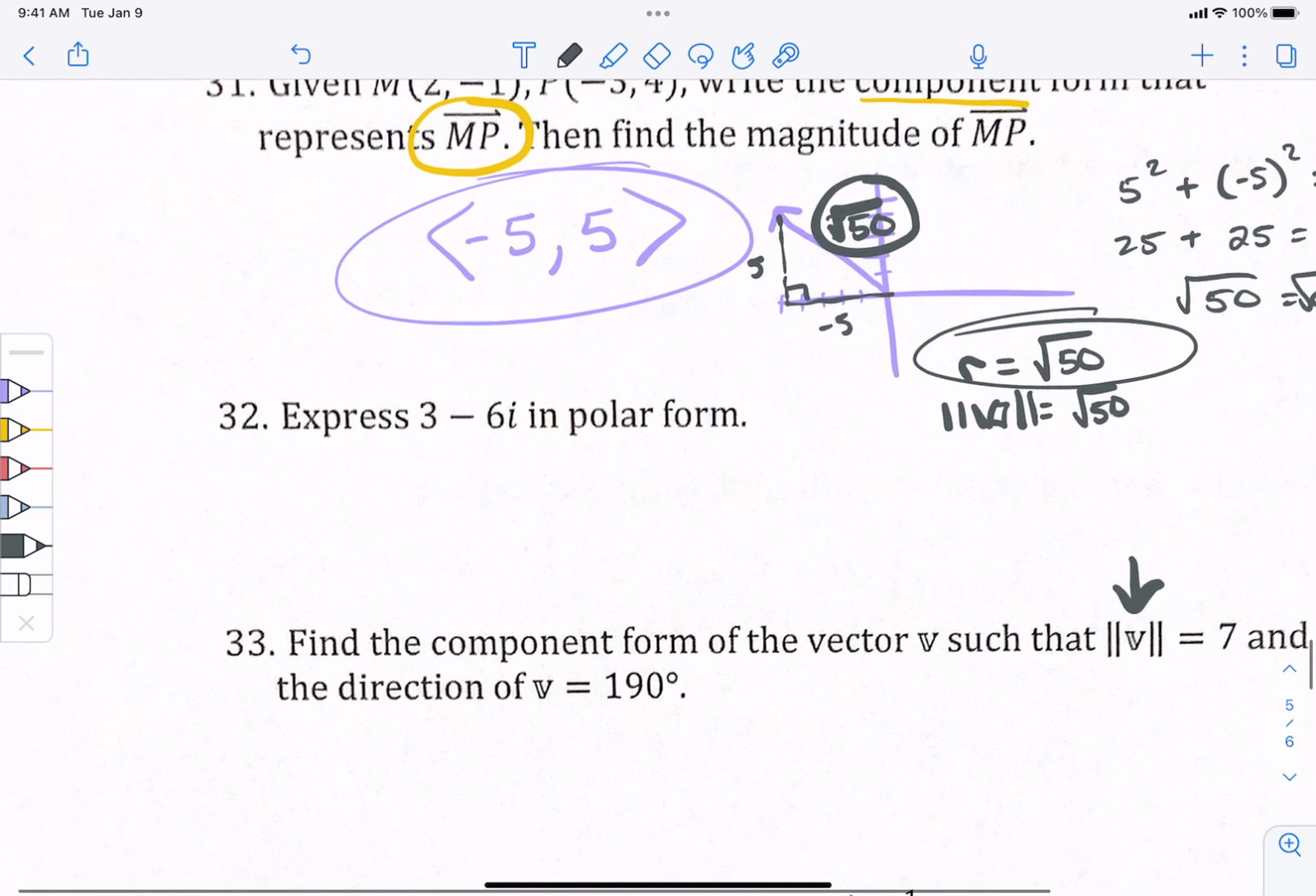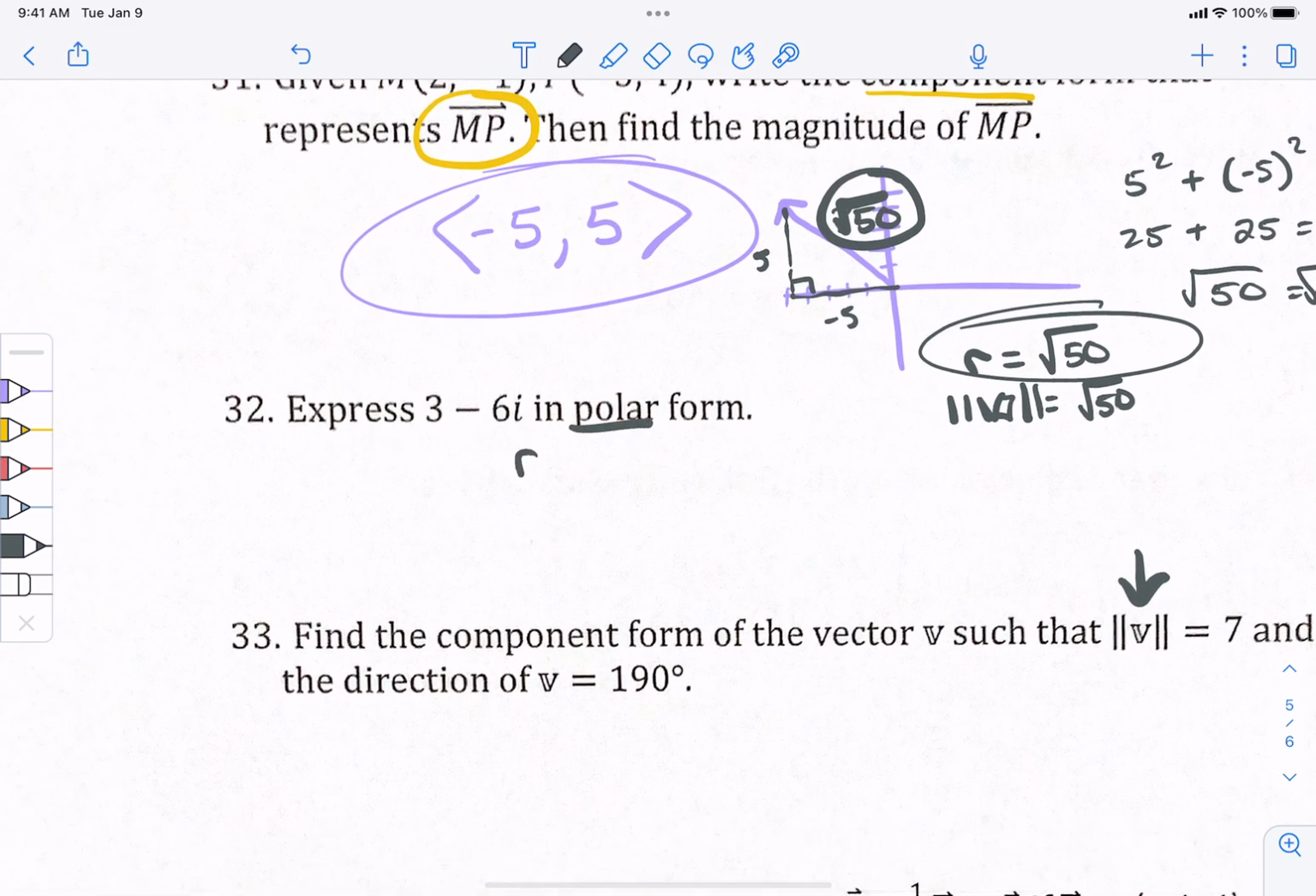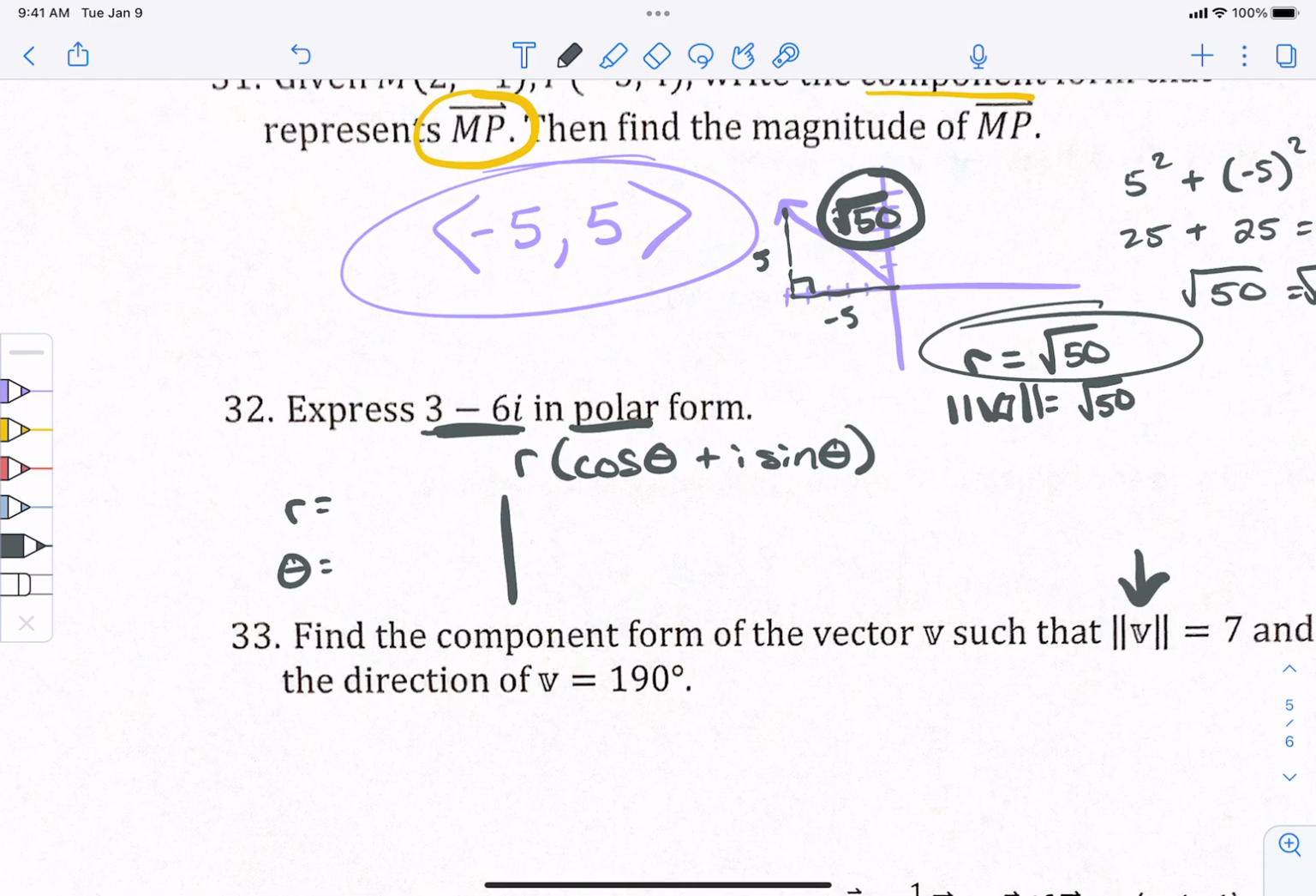32, express this in polar form. Polar form is r cosine theta plus i sine of theta. So if we're given this information, we have to find r and we have to find theta, and those are the only two things we have to do. All right, we start with 3, -6. Let me go to the right 3 and down 6.